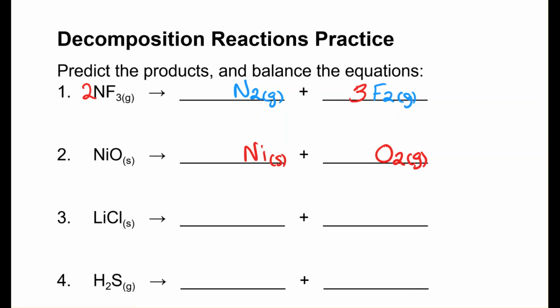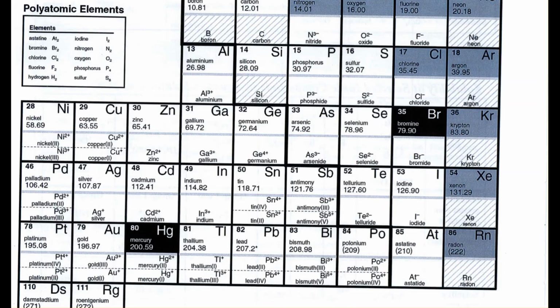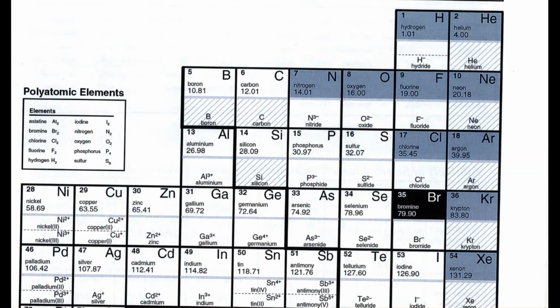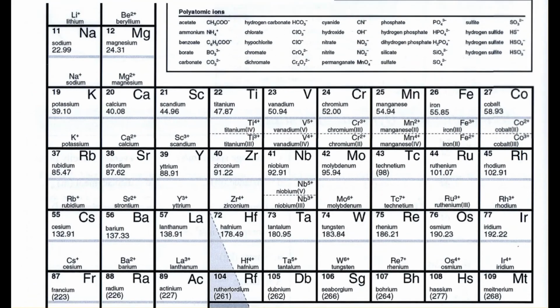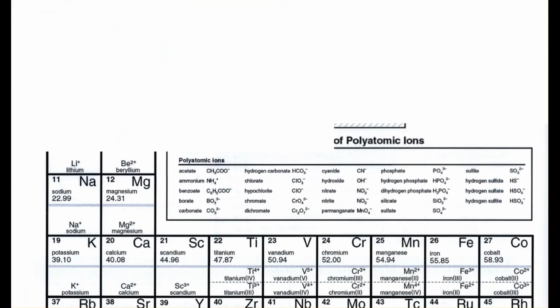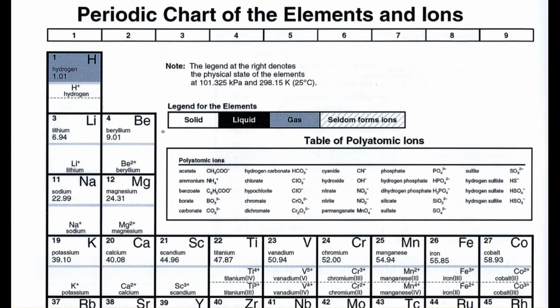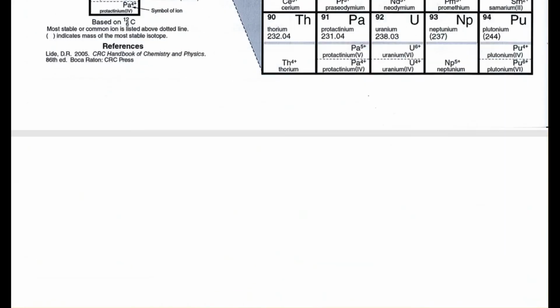If you don't believe me that nickel's a solid here, let's try it out. Let's look at it. So nickel is right here, element number 28. And when we go and look at what it should be, whoa, just give it a second. Here we go. It's got a white background, so it's a solid at room temperature.